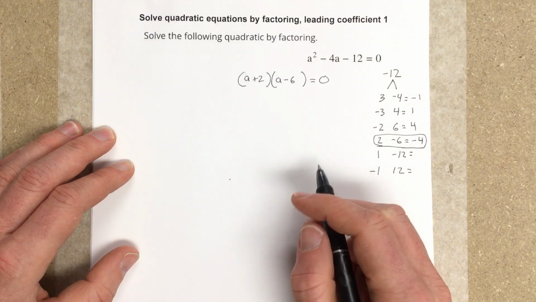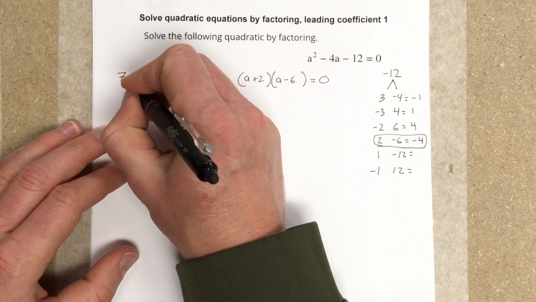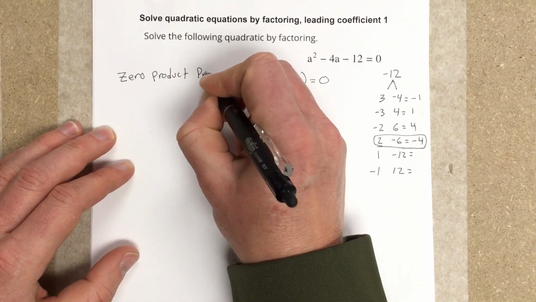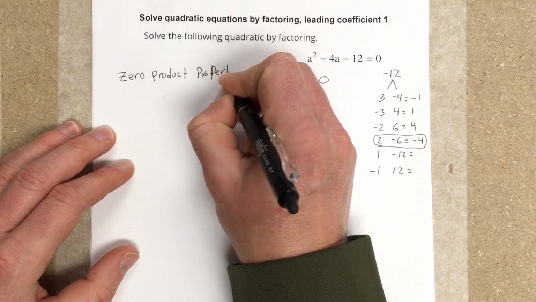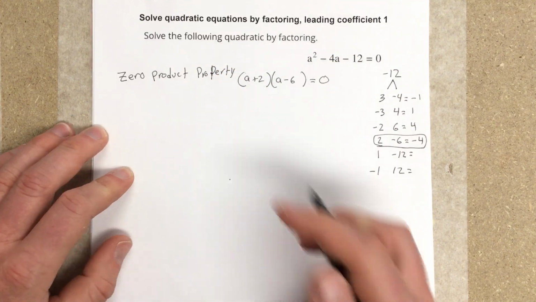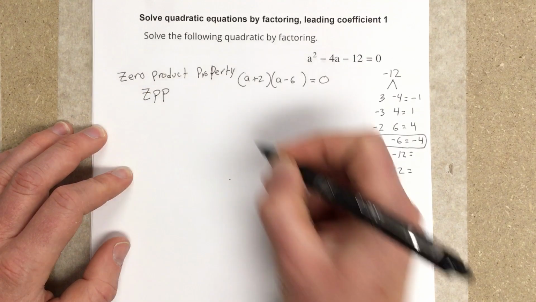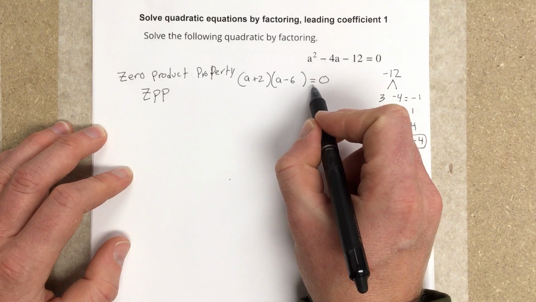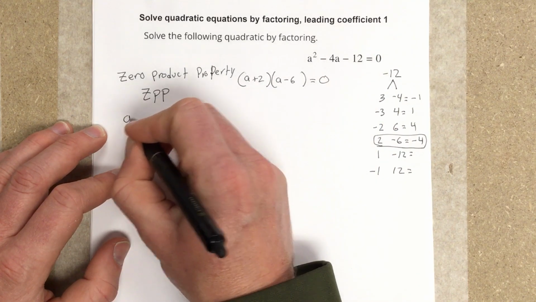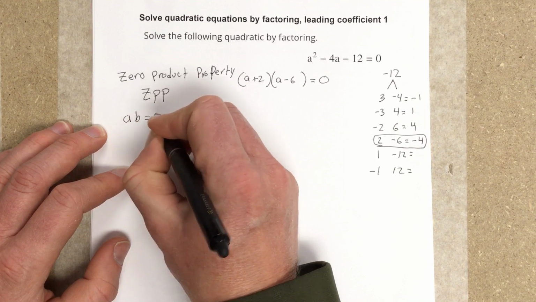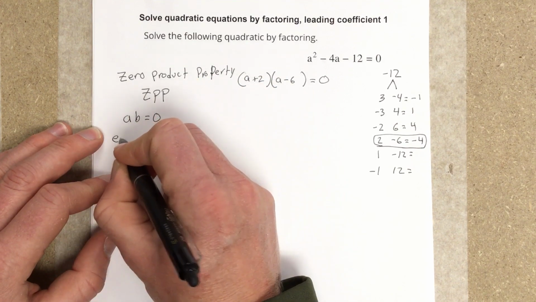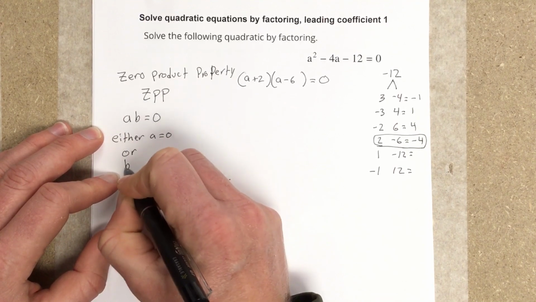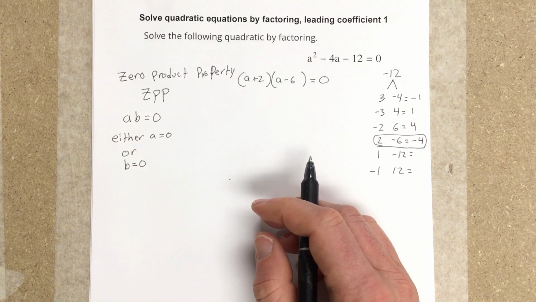Now I'm going to use what's called the zero product property. What the zero product property says, and we're going to call that ZPP by the way, is that if I have two numbers being multiplied together and it equals 0, so I've got like A times B and it equals 0, then either A equals 0 or B is equal to 0. One of the two has to be equal to 0 if you're going to multiply and get 0.